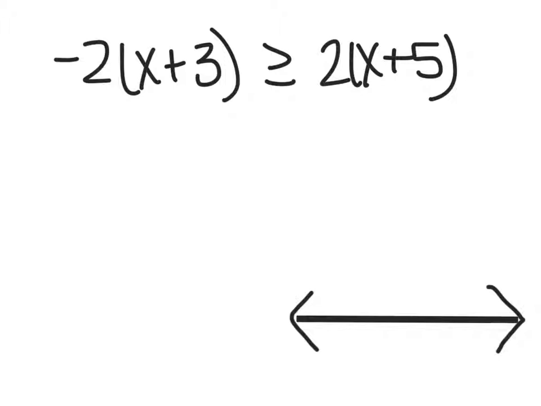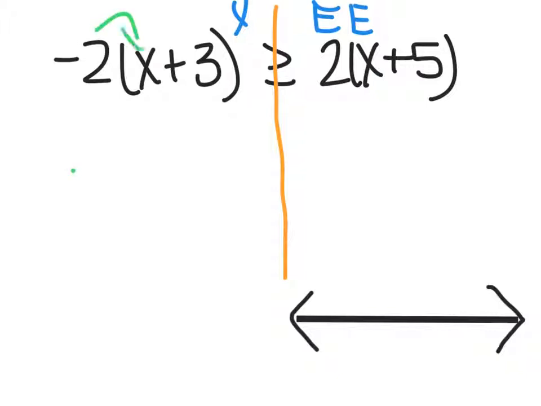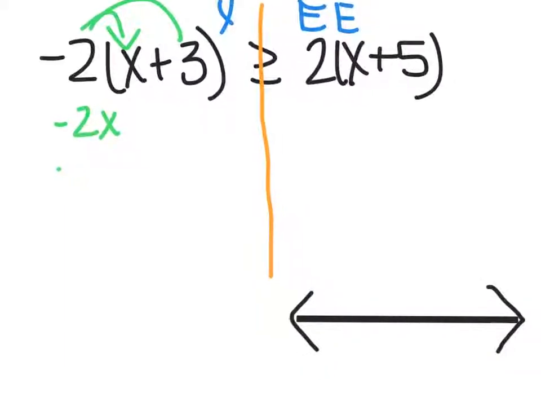So the very first thing we're going to do is draw our line down the middle. And then we're going to label our sides. So we want x's on one side, everything else on the other. It doesn't matter which side we label as x's and which side we label as everything else, because they're both going to have x's. So the next thing we're going to do is distribute. Negative 2 times x is negative 2x. And negative 2 times 3 is negative 6.